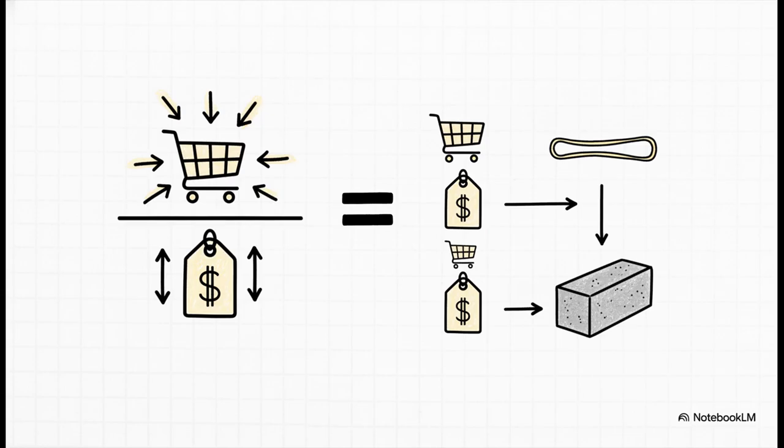If the top number, the quantity change, is bigger than the price change on the bottom, your result is greater than 1, meaning it's elastic. If the top number is smaller, the result is less than 1, meaning inelastic. It really is just that simple.